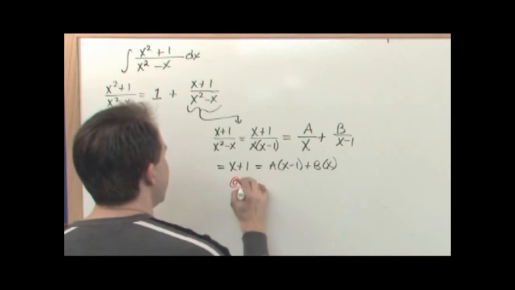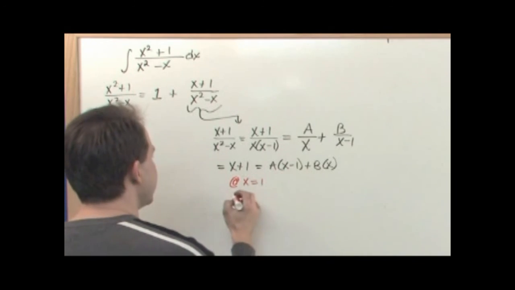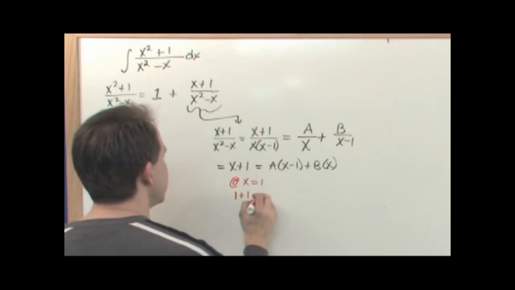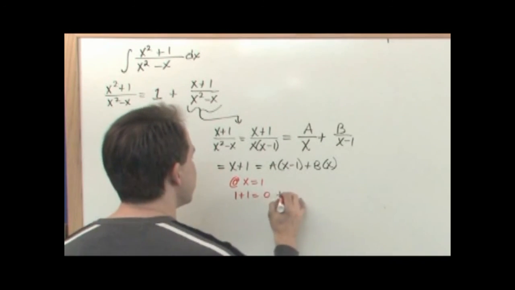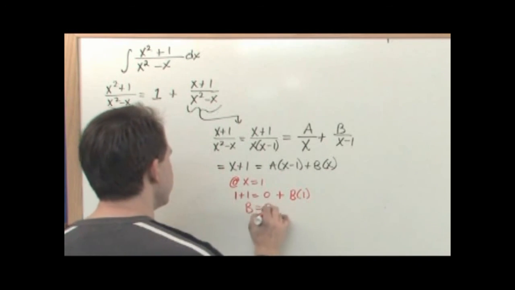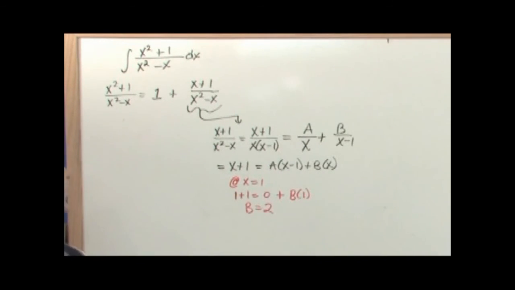So at x is equal to 1, when this drops to 0, I'm going to have 1 plus 1 is equal to 0 right here, plus b times 1. So I'm going to have b is equal to 2 right here. b is equal to 2.